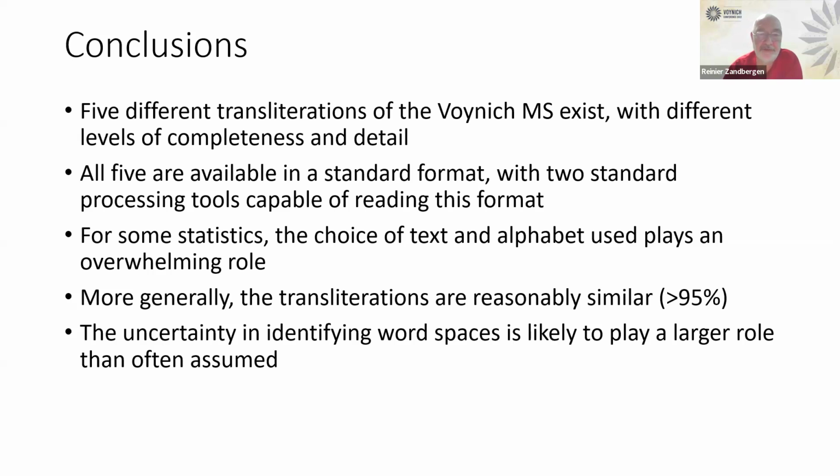The quality of the transliteration files is different and the completeness is different. But in general, the transliterations are reasonably similar at the order of the 95%. But it means there's a 5% order of magnitude error in each of them. The main uncertainty, in my opinion, is in identifying word spaces. We saw that in the Apex statistics, and this uncertainty in identifying word spaces is likely to play a larger role than is often assumed by many users.